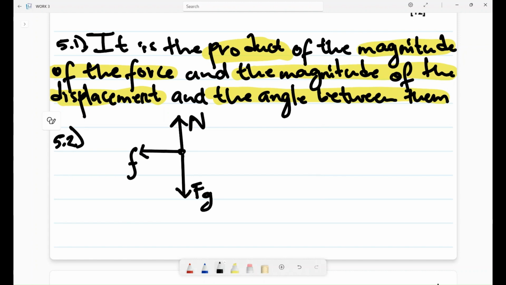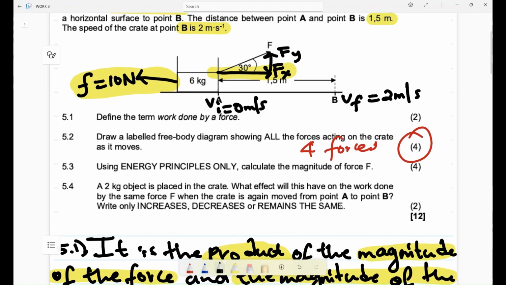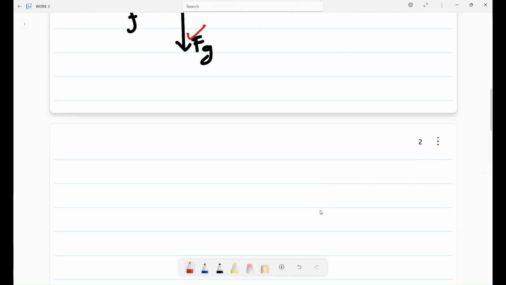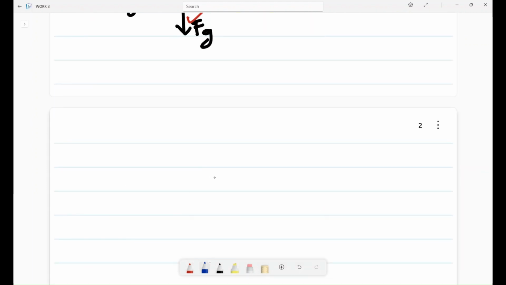And now we have an applied force, force F, with an angle of 30 degrees. This is your 4 marks. Now, this is what you are required to do when you are asked to draw a free body diagram. But for the purpose of calculations, we're going to break this F into its components. So we're going to have our little sketch here for the purpose of our calculations.